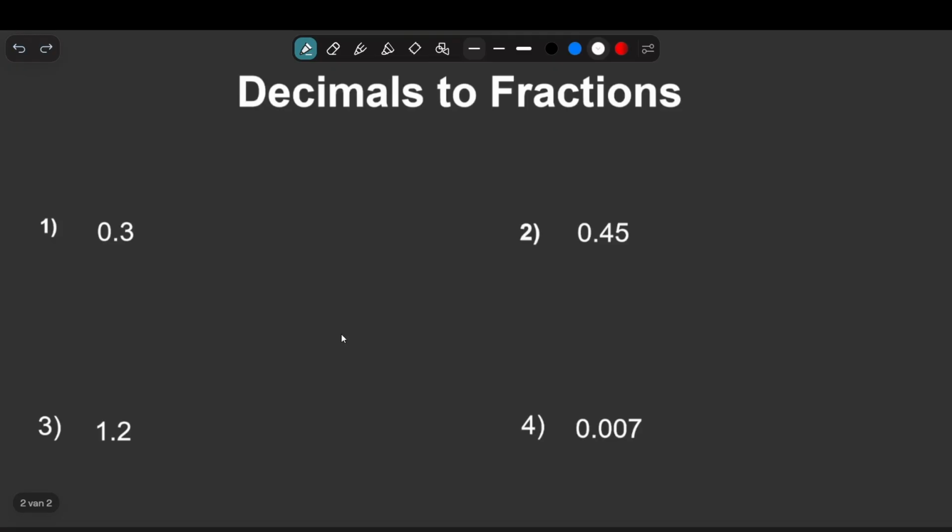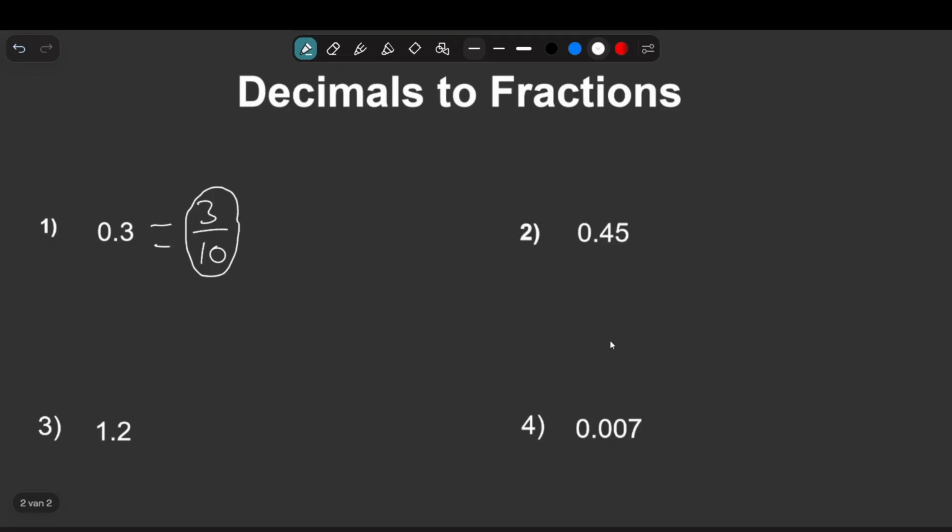Now, the decimal ends in the tenths place, so our denominator is going to be 10. So our first answer is going to be 3 tenths. Because the decimal ends in the tenths place, that's our denominator, and the 3 is to the right of the decimal, so that will be our numerator. And of course with fractions, you always want to simplify if needed, but in this case we can't simplify this fraction any further, so this will be our final answer for the first example.